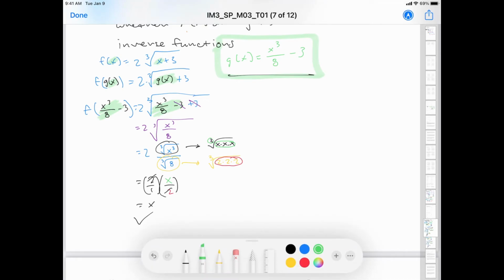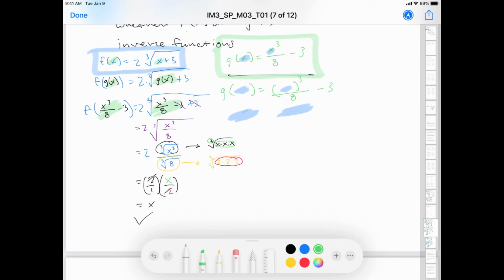I need a blue highlight. That's what we're going to put in for every x value. I'm going to do it twice. Okay, let's write it. So I have g of x equals x cubed over 8 minus 3.